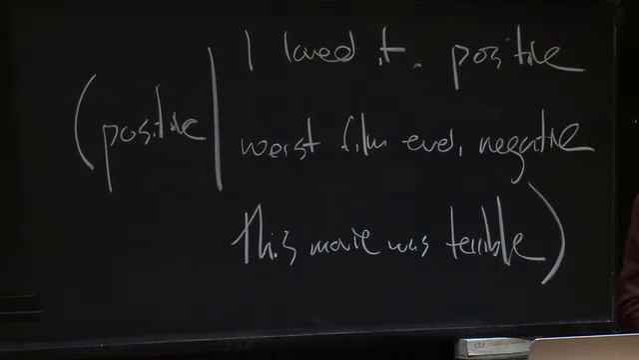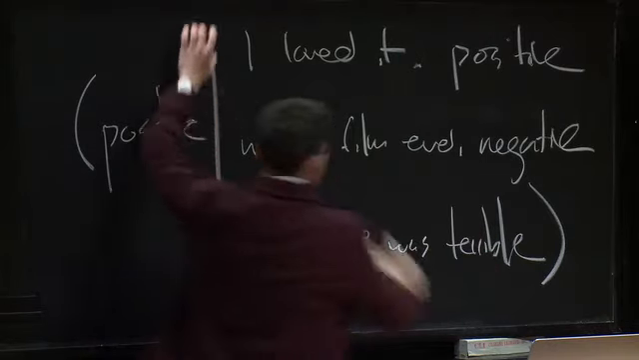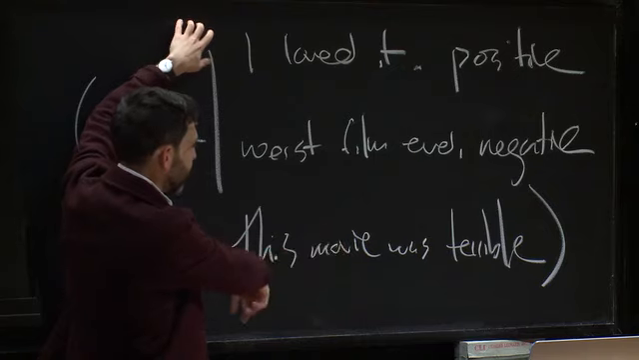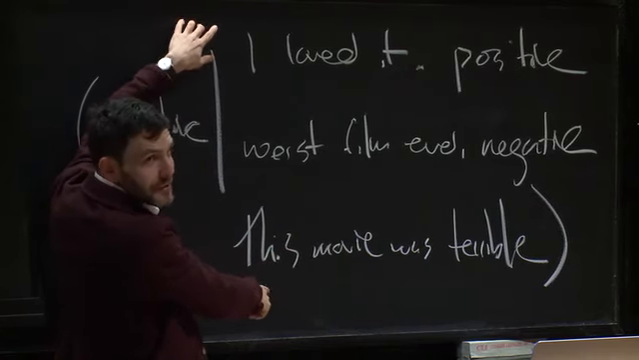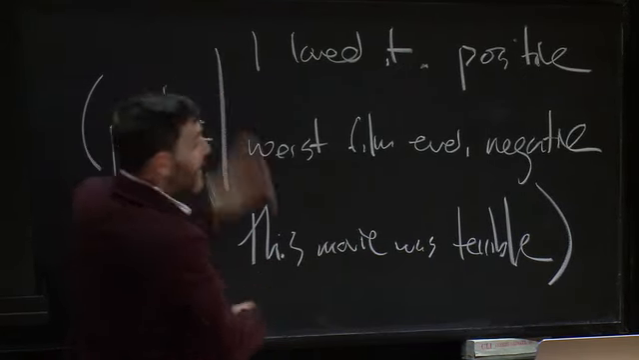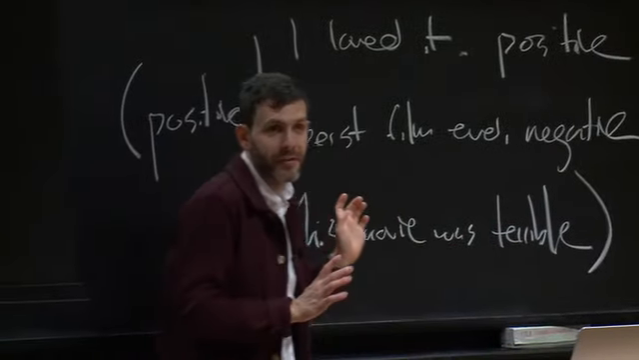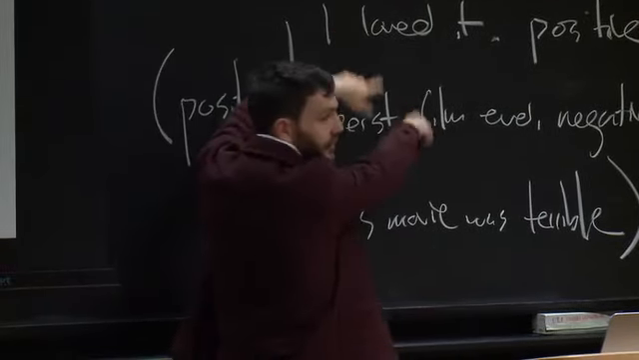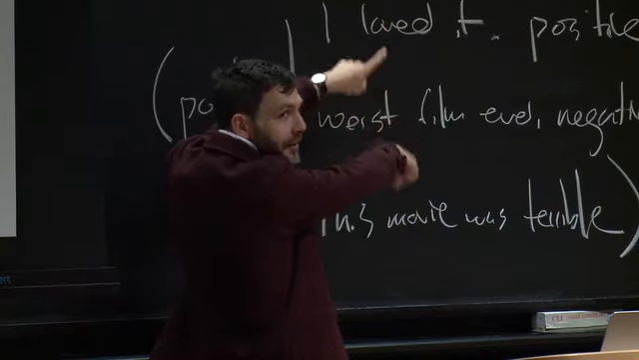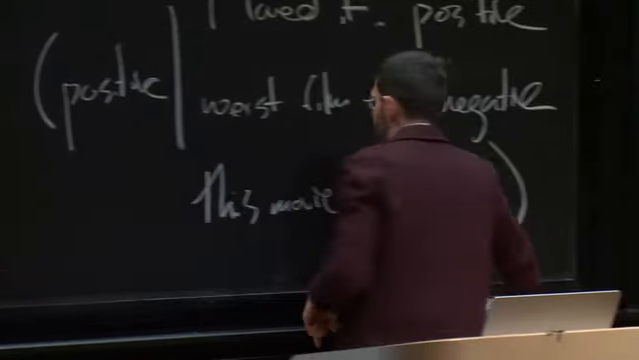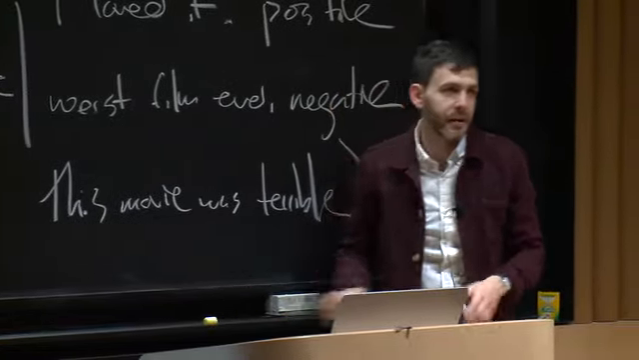Now, if you imagine coming across this page on the internet somewhere that said, "I loved it, positive," "worst movie ever, negative," "this movie was terrible," and I asked you to guess what word was going to come next. With reasonably high probability, you should assume that the next word is either going to be positive or negative, and given that these labels seem to actually match the sentiment of the text that comes before them, you might even guess that positive is going to be low probability here, and negative is going to be high probability here.